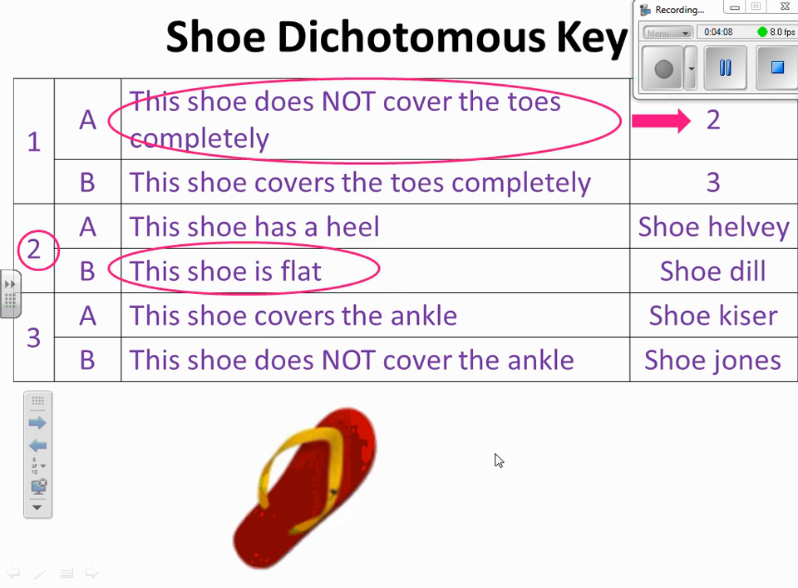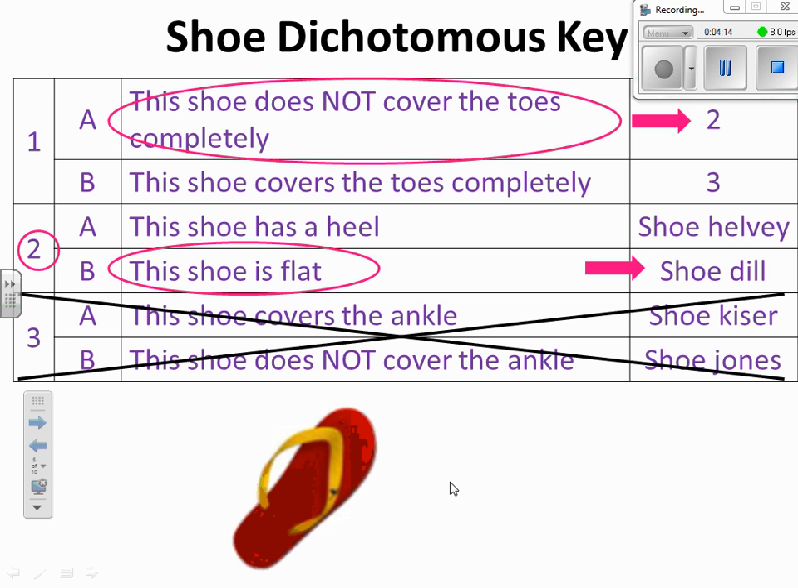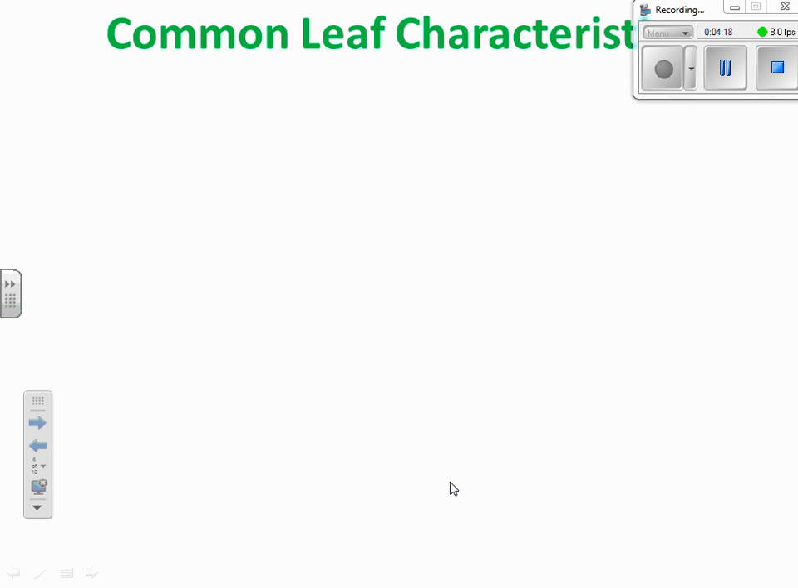This shoe is flat, so we have arrived at the name, which is shoe deal. I don't care about question number 3 because I've already figured out the name, which is shoe deal.